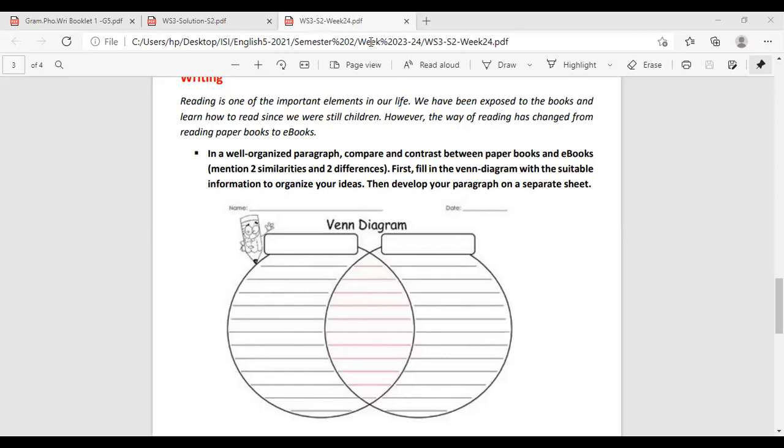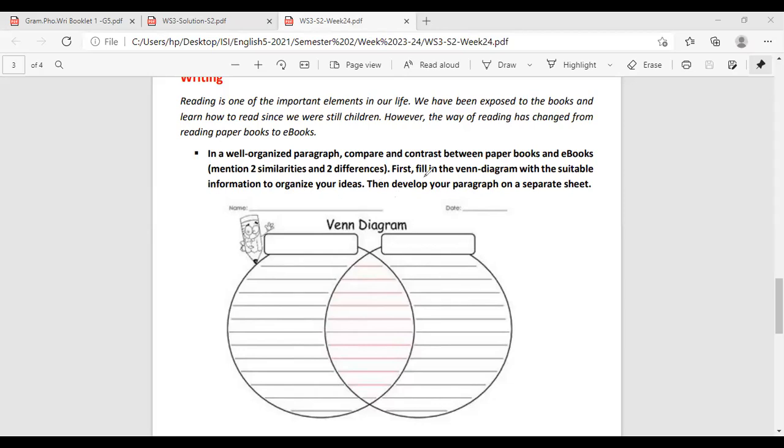Compare and contrast. You see? Miss, can I leave a little bit? Why? Because I want to go to the bus. Just wait a minute until I finish talking about the topic, about the prompt.